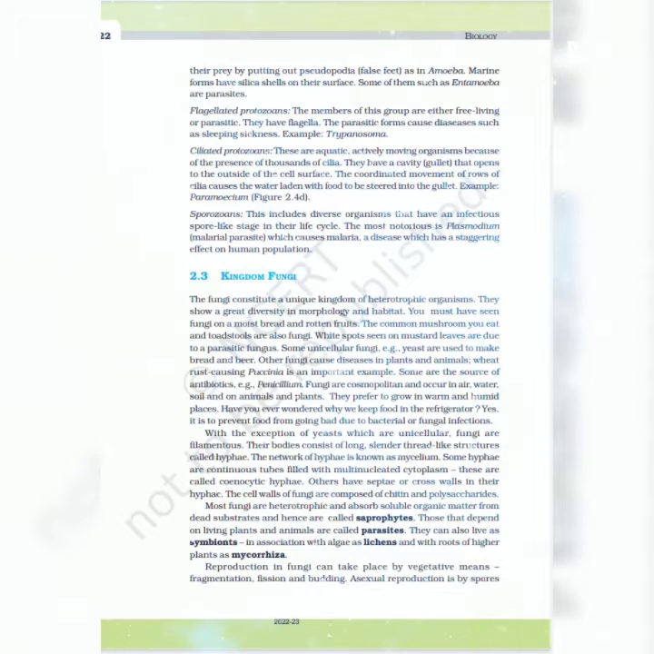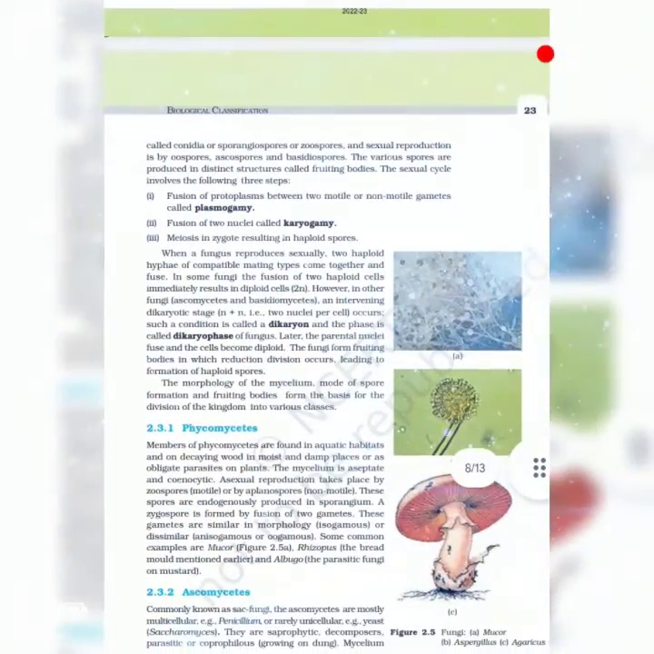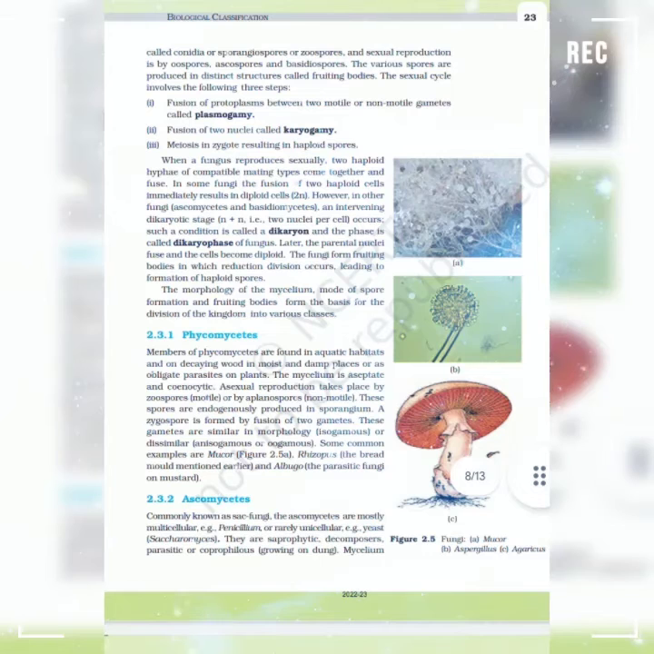They can also live as symbionts in association with algae as lichens and with roots of higher plants as mycorrhiza. Reproduction in fungi can take place by vegetative means: fragmentation, fission and budding. Asexual reproduction is by spores called conidia or sporangiospores or zoospores, and sexual reproduction is by oospores, ascospores and basidiospores. The various spores are produced in distinct structures called fruiting bodies.